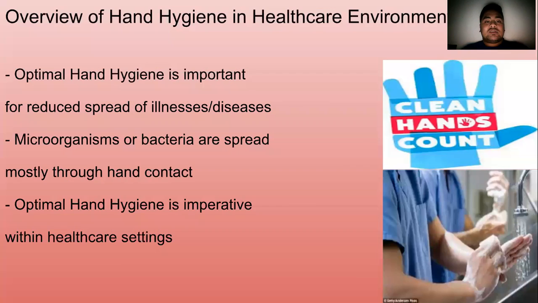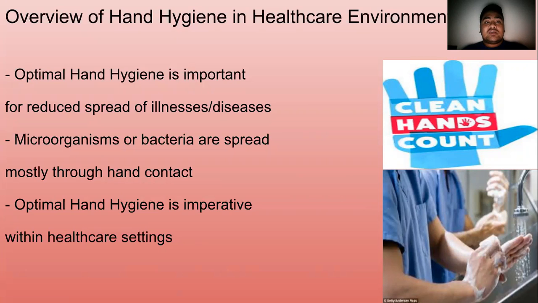Alright, to begin with is the overview of hand hygiene in healthcare environments. Optimal hand hygiene is both an essential and effective measure in relation to the minimization, if not prevention, of illnesses or diseases spreading. Its prioritization is vital as hand contact is the most common way harmful microorganisms or bacteria are passed to another. This is primarily the case in healthcare settings due to healthcare workers being subjected to numerous hands-on tasks with their patients.